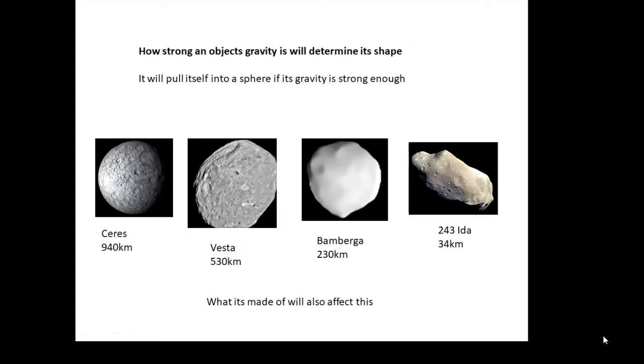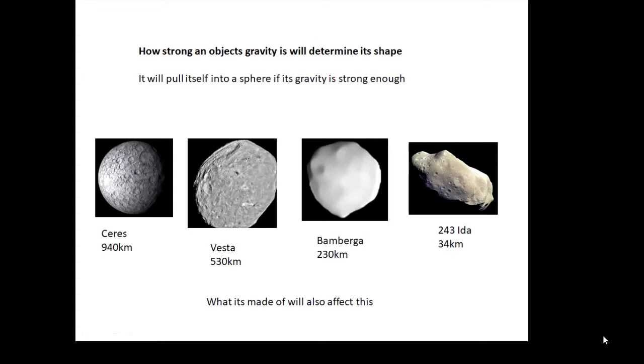One important point is that at any particular radius, the smaller body must be travelling at a certain speed. Now, another effect of gravity: how much gravity an object has will determine its shape. Basically, if an object has enough gravity, then it will pull itself into a sphere. Here are some asteroids. The first one is Ceres, which is the biggest asteroid. In fact, it's a dwarf planet in the asteroid belt.